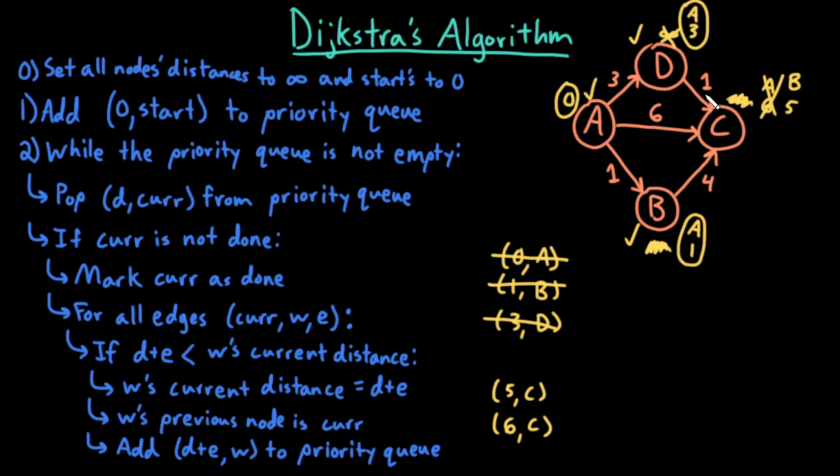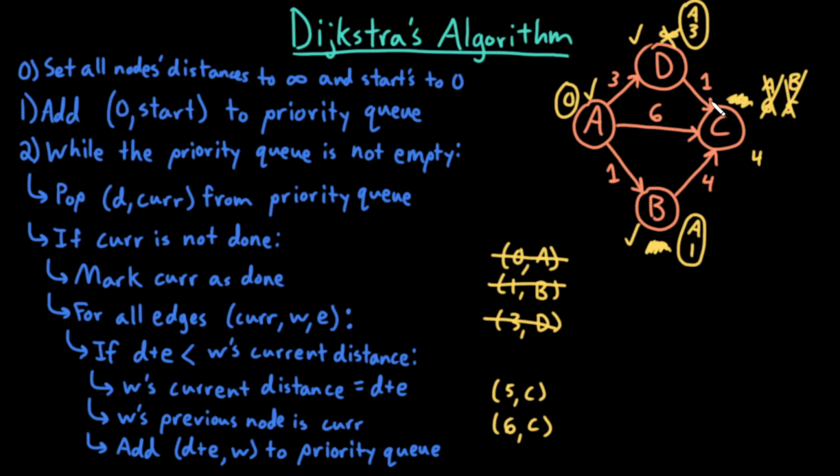It's D to C with edge weight 1. So for this edge, if D plus E, so if 3 plus 1 is less than C's current distance, which is 5, so 3 plus 1, 4, is less than 5, that's true. I enter the if statement. C's current distance becomes D plus E, it becomes 3 plus 1, which is 4.